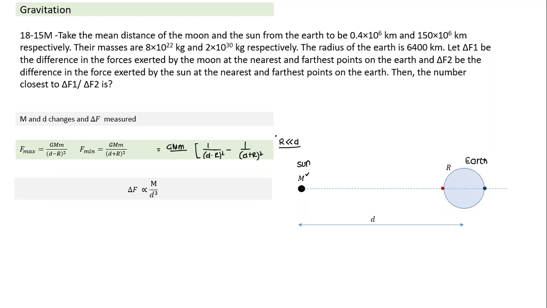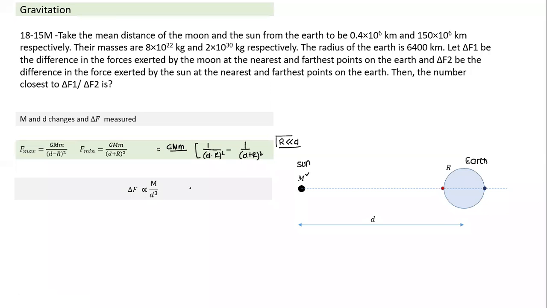If you make this approximation, whenever the question is about a ratio, I will only look at which quantities are varying. Which quantities are varying here? When the sun is replaced by the moon, M varies and D varies. So I have calculated delta F in terms of capital M and D cubed. So the difference between maximum and minimum is proportional to the mass of this planet divided by D cubed.